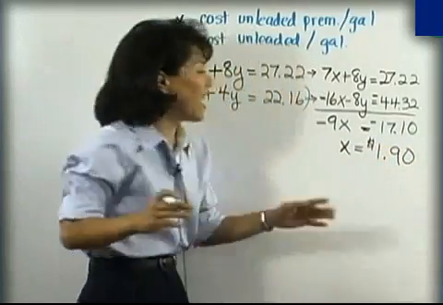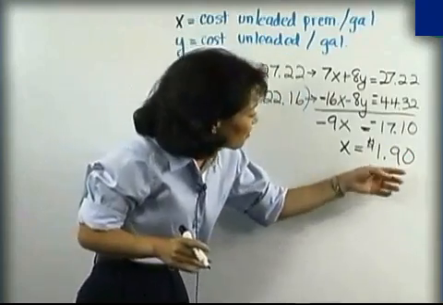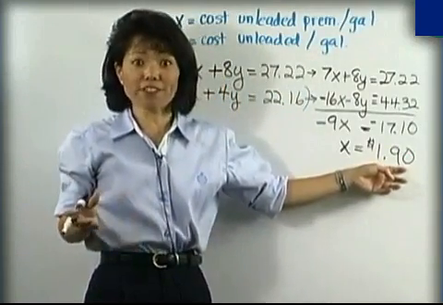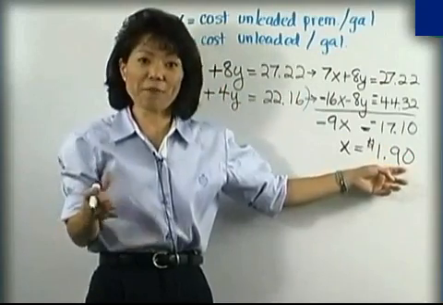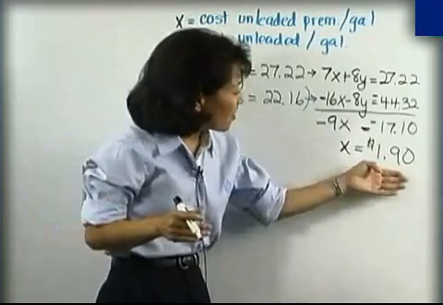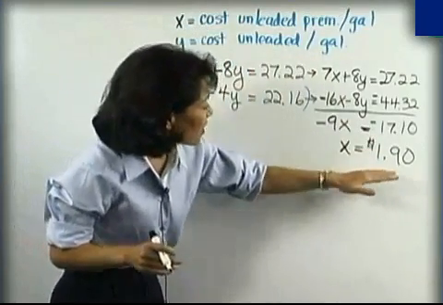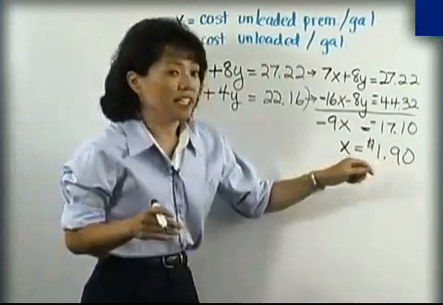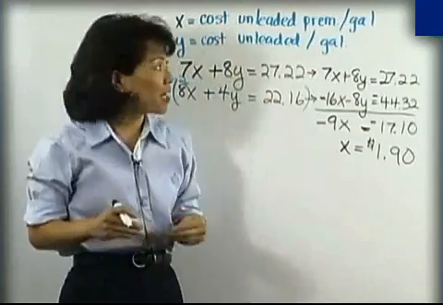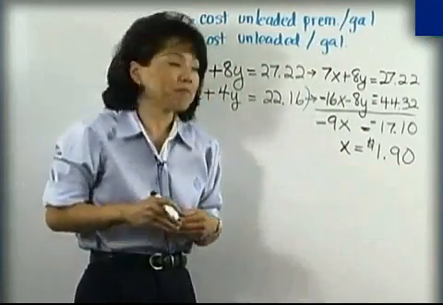$1.90. Now, an easy way to determine whether you made a mistake is that if this number here turned out to be negative, that means he's not paying for gas, but they're giving him money for filling up gas. That wouldn't make much sense. So make sure that your answers make sense to the question being asked. So in this case, he's paying $1.90 for x, the cost of unleaded premium gasoline. So he's paying $1.90 per gallon.